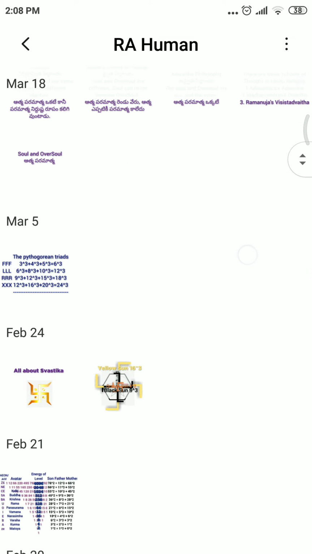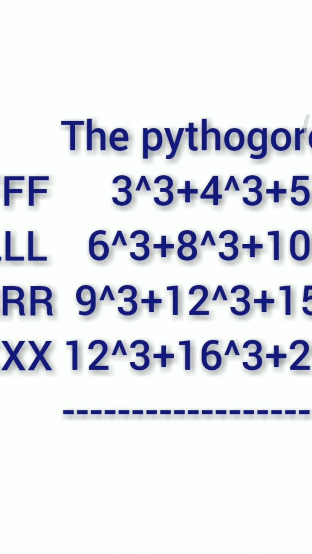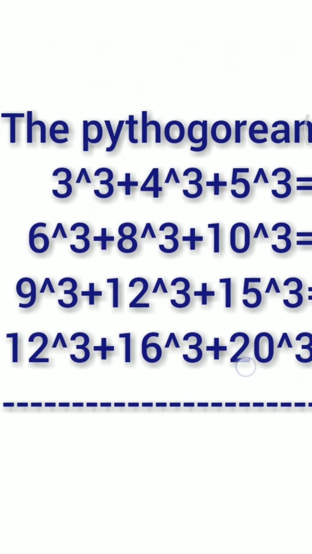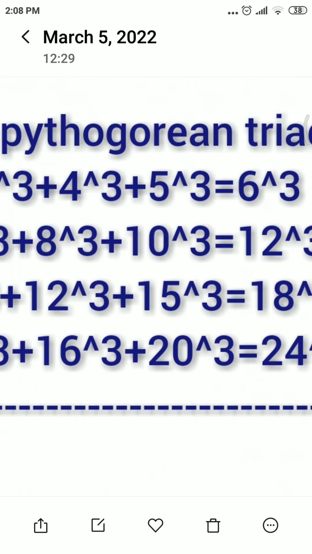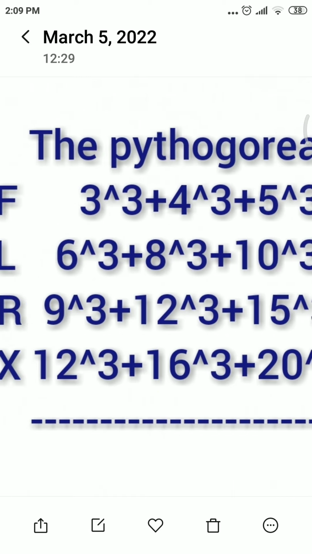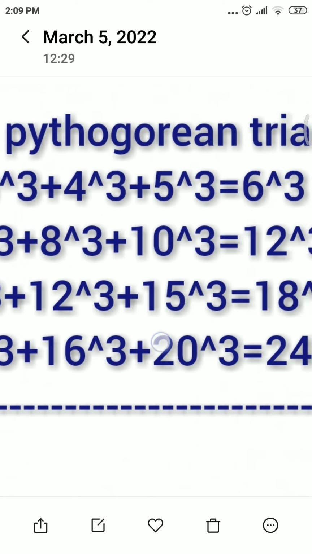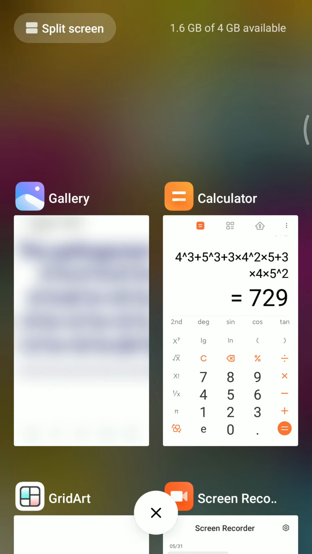No, let us take this. Here, if you observe, this is another second of the Pythagorean triads. 6 cube plus 8 cube plus 10 cube is equal to 12 cube here, right? So let us come up with a figure which is nearest to 9 cube, that is 729. Let us check.